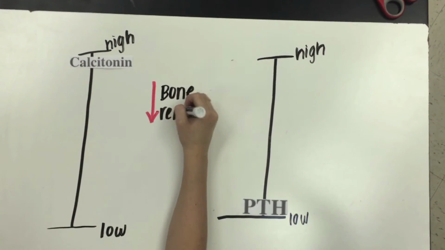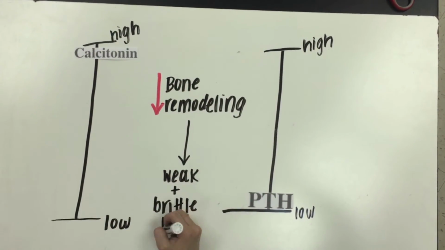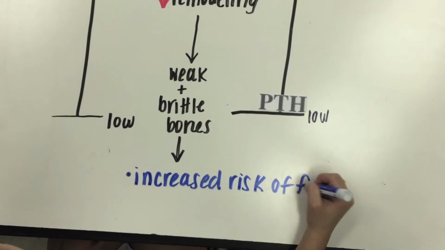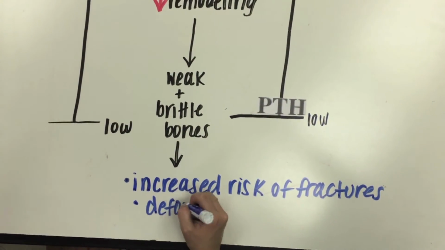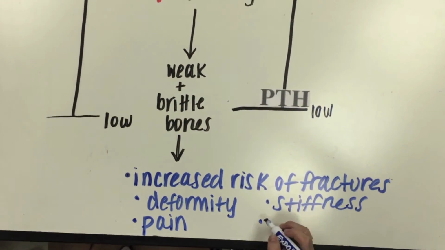Higher levels of calcitonin and lower levels of PTH result in decreased bone remodeling, causing bones to be weak and brittle. Loss of bone increases the risk of fractures and causes deformity, loss of height, pain, stiffness, and loss of teeth.